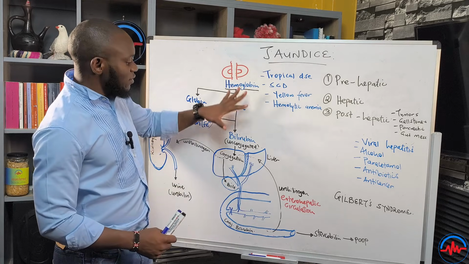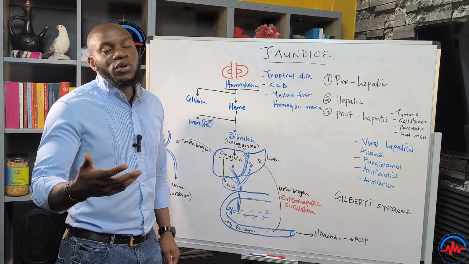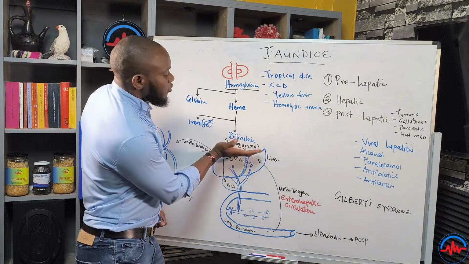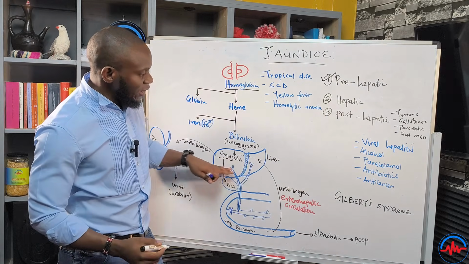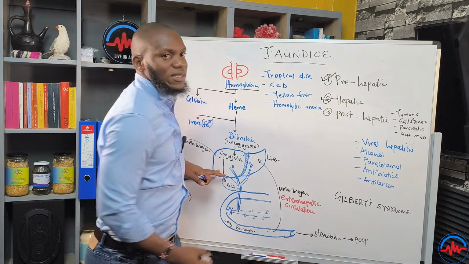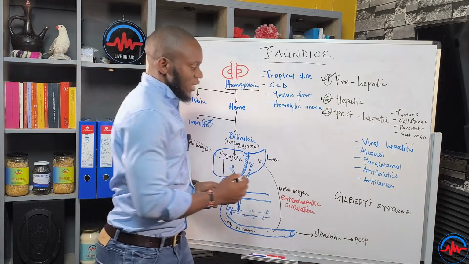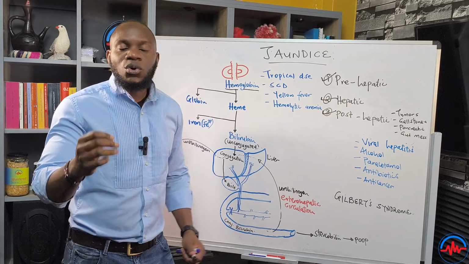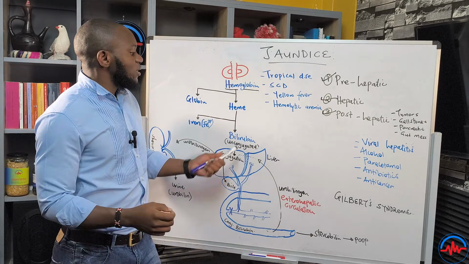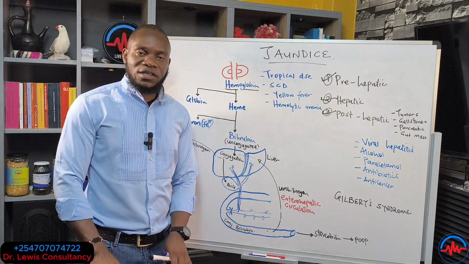Now, this divides you into three phases. Remember, the liver is what we call the hepatic system, okay? So before the liver is what we call pre-hepatic. In the liver, we call that hepatic. After the liver, into the gut and out, we call that post-hepatic. So jaundice is classified into these three according to where it actually hails from. Is it before the liver, or in the liver, or after the liver?